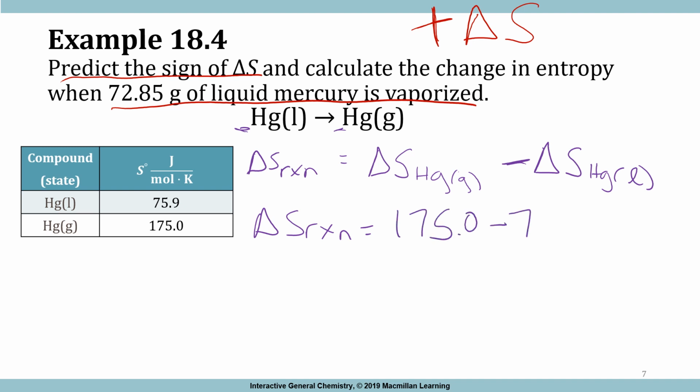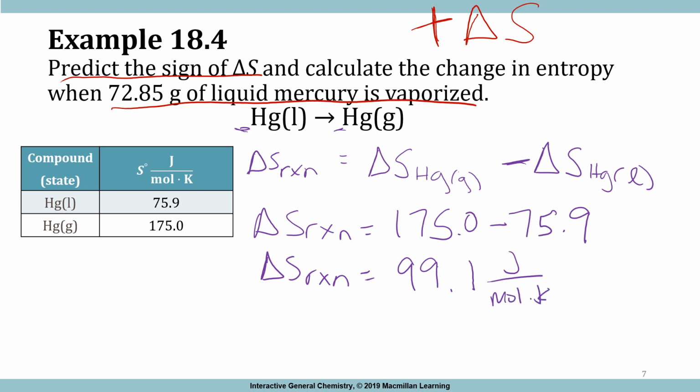175.0 minus 75.9. So that gives us a delta S of reaction of 99.1 joules per mole Kelvin. So our prediction was correct. We did get a positive increase in entropy, but we're not done there, because technically this question is asking the change in entropy when 72.85 grams of liquid mercury is vaporized.